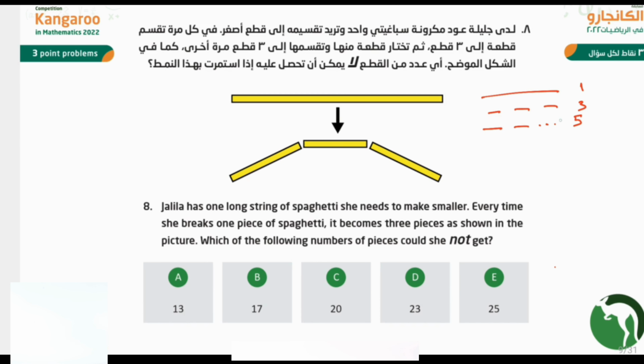Okay, and then we will also break one of these 3 here. So we will obtain like this, and we will have here 7. So if we notice here, we are obtaining odd numbers, 1, 3, 5, 7. So every time we will obtain a new odd number. So if we look at the answers, we can see that all of them are odd numbers except C, which is 20, and this one is an even number, so this one cannot be obtained, and C is the correct answer.